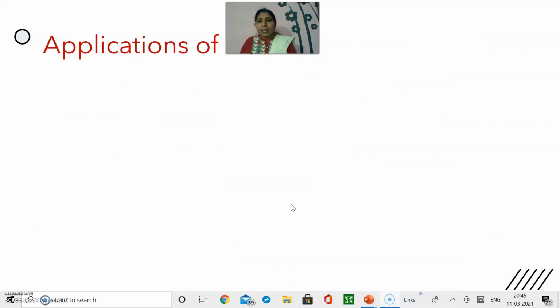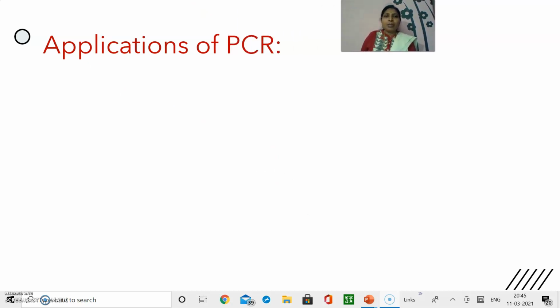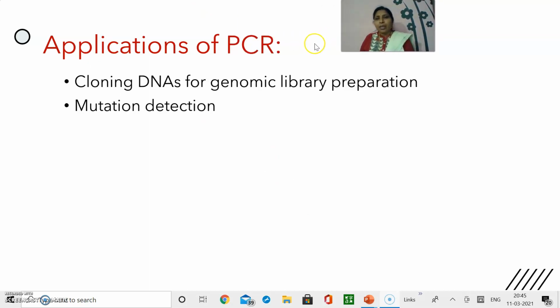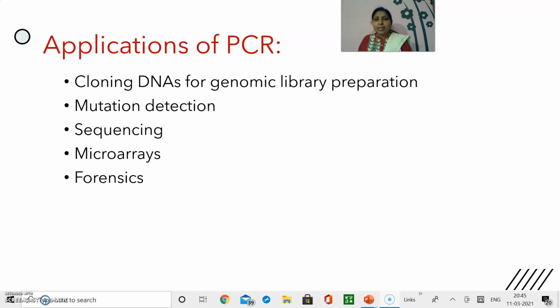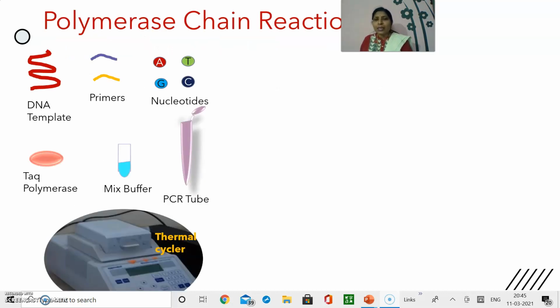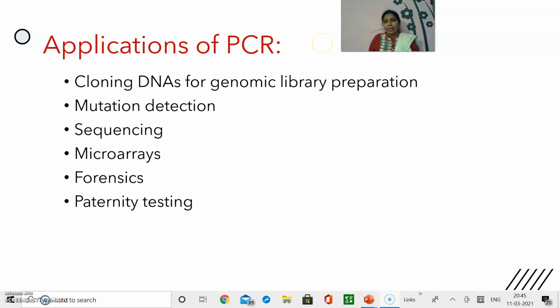So, let us see the applications of the PCR. The PCR is used mainly for cloning the DNAs which are used for genomic library preparation, mutation detection, sequencing of the DNA, making microarrays, in forensics, and paternity testing.